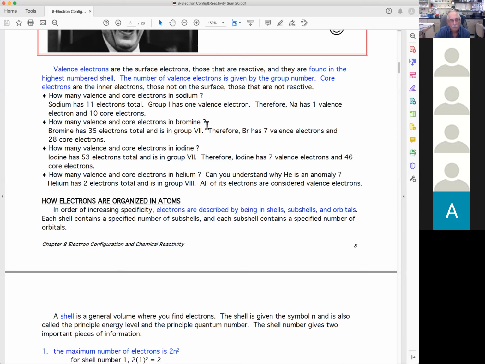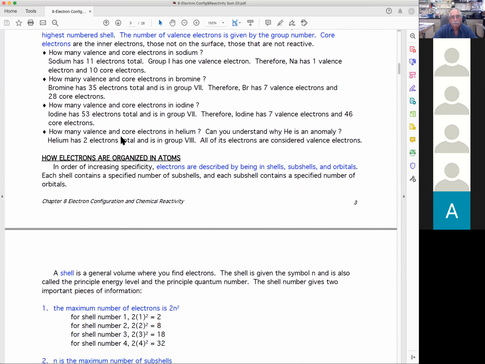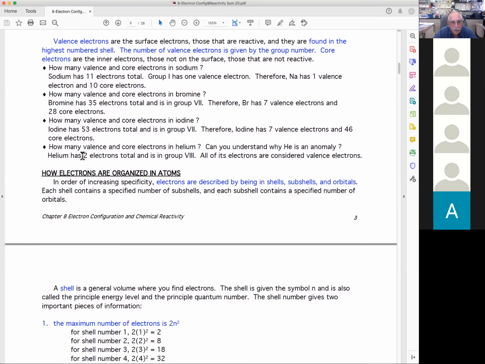So what about bromine? Element number 35, so 35 total electrons, is in group 7. So 7 valence electrons and 28 core electrons. So what about helium? Helium has 2 electrons and it's in group 8. What? Because helium is the runt of the family. It's in that family because the properties of that family, the noble gases, is that they're inert.